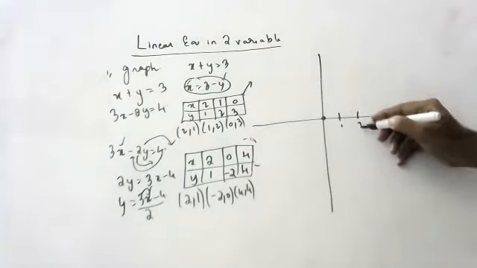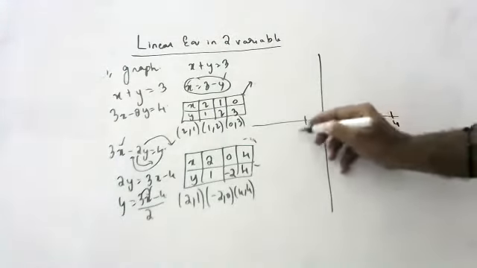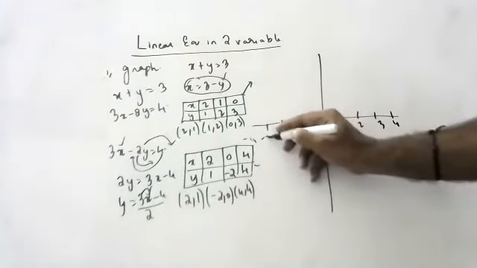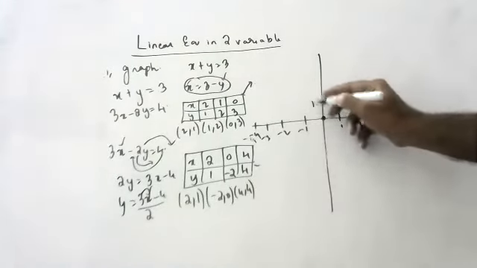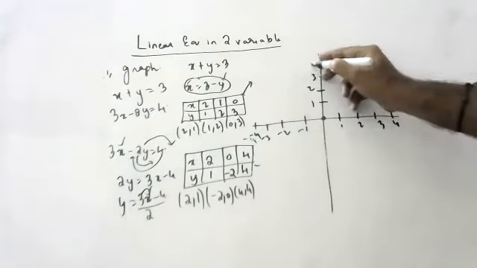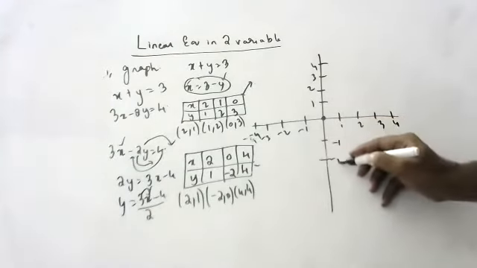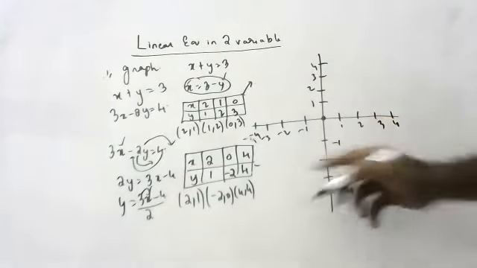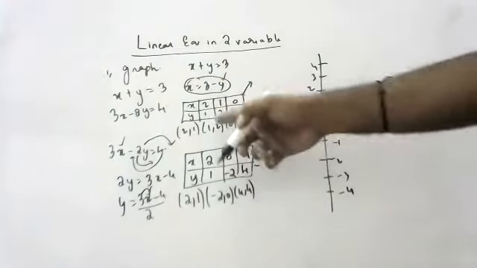So 1, 2, 3, 4. Minus 1, minus 2, minus 3, minus 4. 1, 2, 3, 4. Minus 1, minus 2, minus 3, minus 4. Second one, first one you understood, no, children? Okay, anyway, again I will draw.